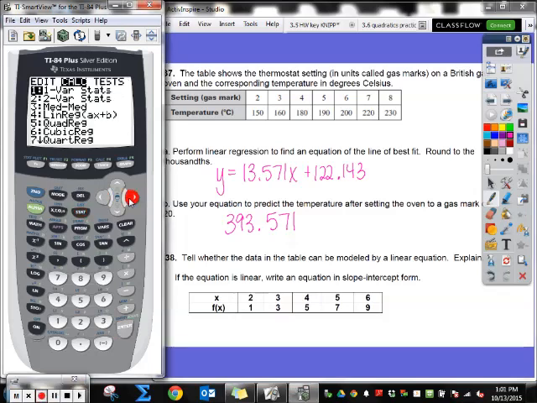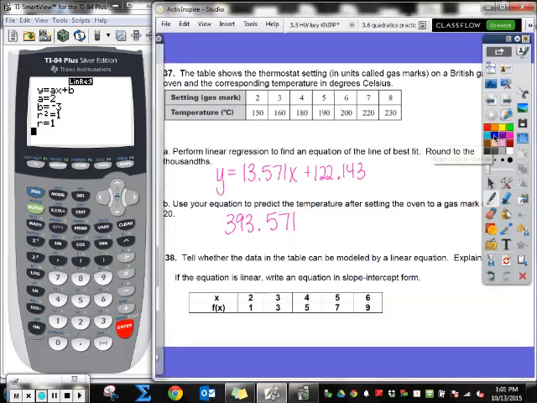So I'm going to stat calc 4. I'm going to store my regression equation just in case I need to make a prediction. And if you look, your R value is 1, so that means that it is linear. And my equation would be y equals 2x minus 3.